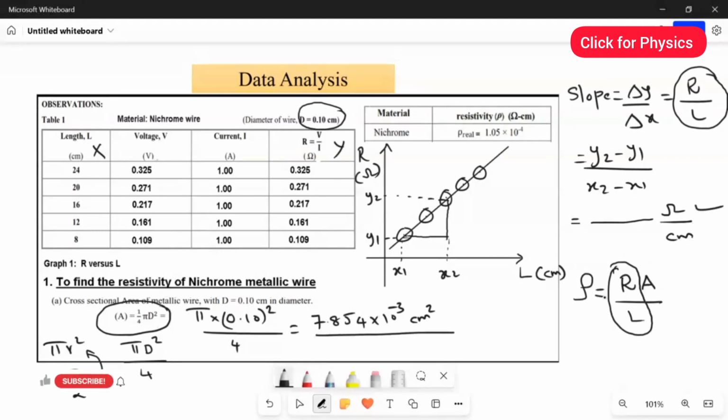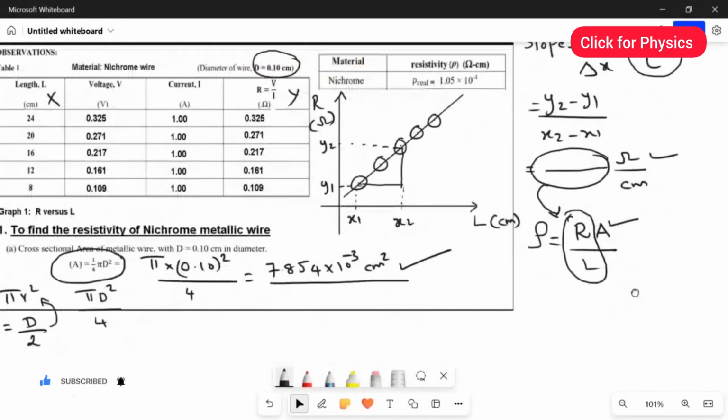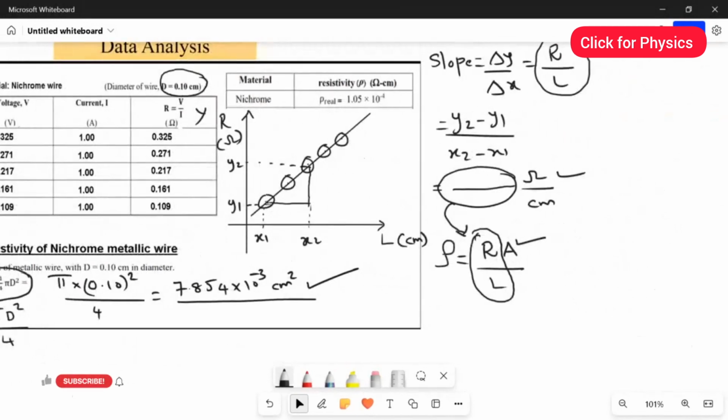Now what we have to do? We have to take this area and substitute here. And we have to take our slope value and substitute here. Once you substitute, you will get the answer for the resistivity value of the nichrome wire. So I'm going to substitute the value. So here R over L is our slope. So slope multiplied by area, we will get the value for the resistivity of the nichrome wire. And what's the unit for this? The unit for the resistivity is ohm multiplied by centimeter.